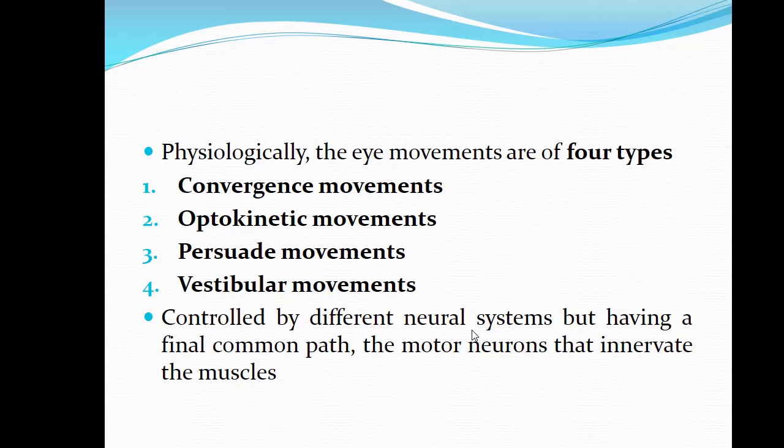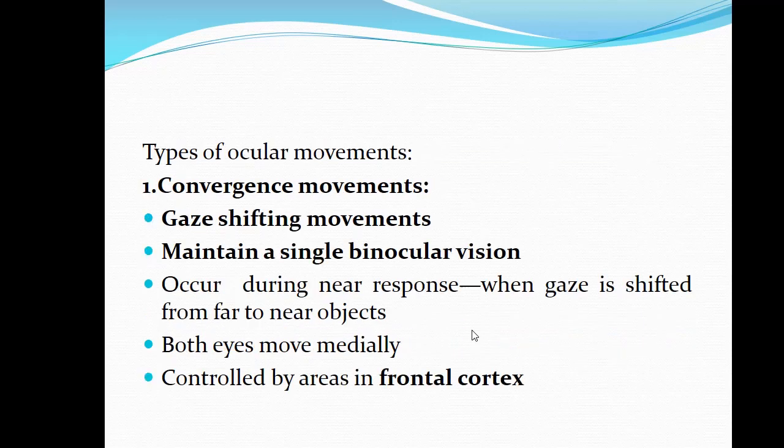The detail of the neural control of the ocular movements we are going to discuss after discussing these physiological types of movements. So first we are going to talk about the convergence movement. Now, the convergence movements are the gaze shifting movements. Gaze shifting movements mean the movement of the eyeball which is produced when you shift your gaze from one object of interest to another object of interest in the visual field.